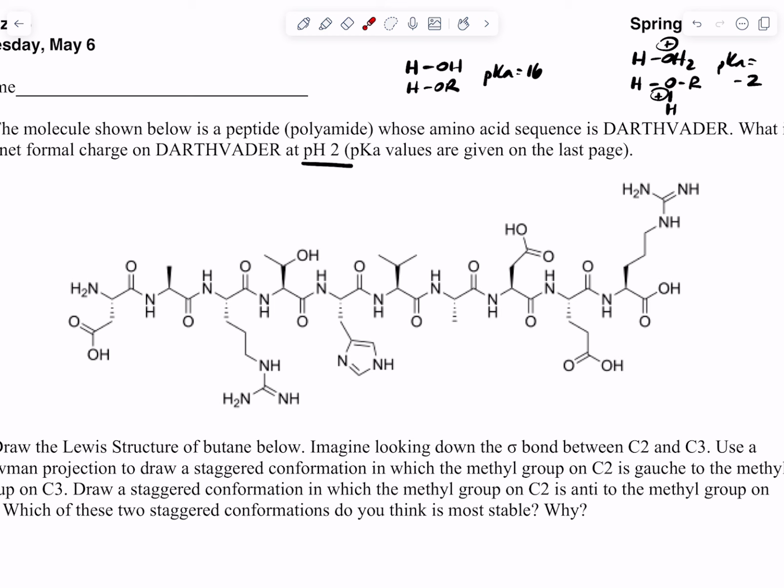Questions or issues so far? So you'll look at the pKa's. You can consider both. So if something is neutral and you add a proton, you're going to look for something that looks like that, but where the proton is added.